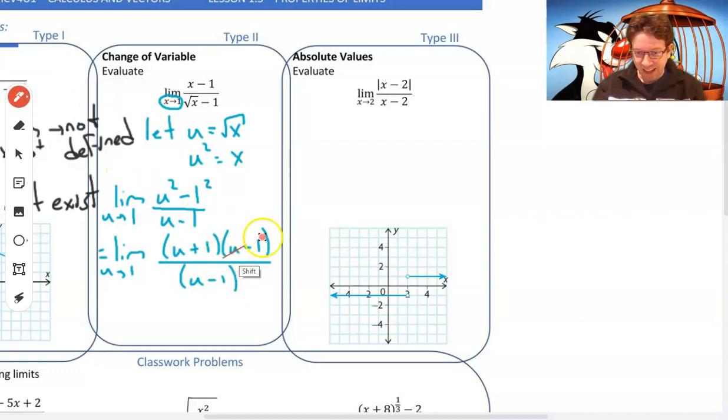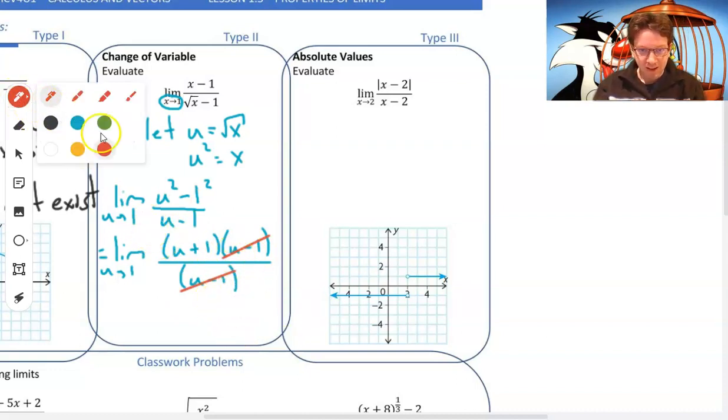And again, I can cancel these because the limit only cares about the values approaching 1, not when they equal 1. And we'll get the limit as u approaches 1 of u plus 1. Substitute u in as 1, you get 1 plus 1, or 2.